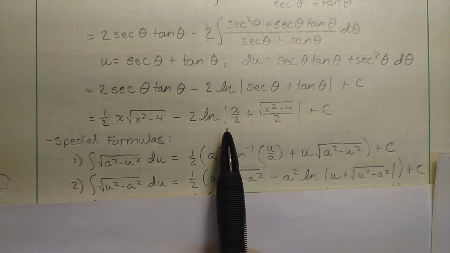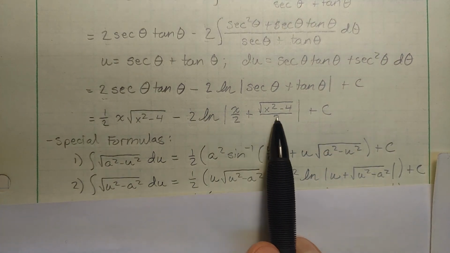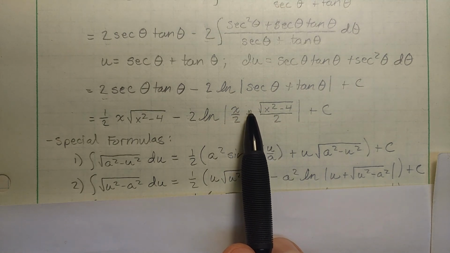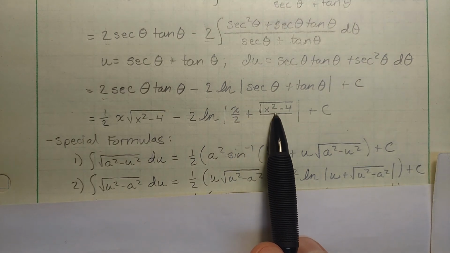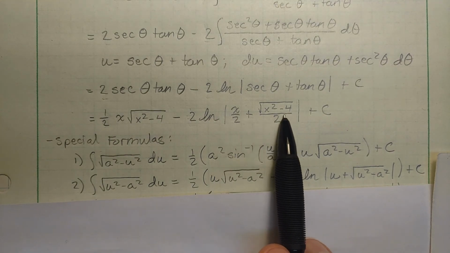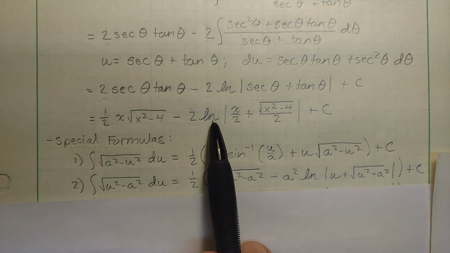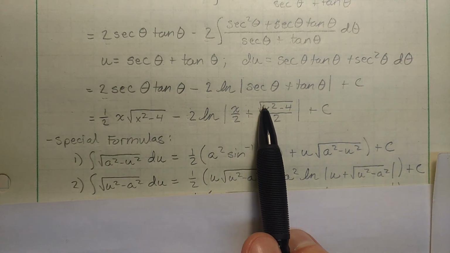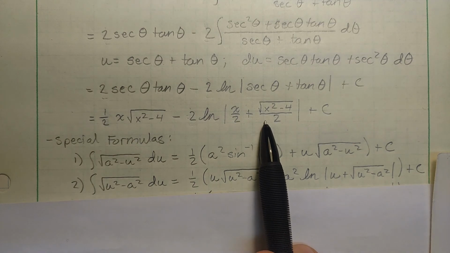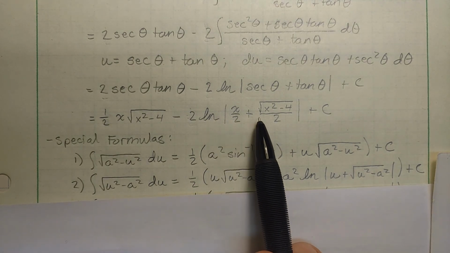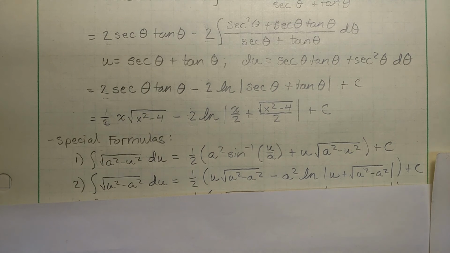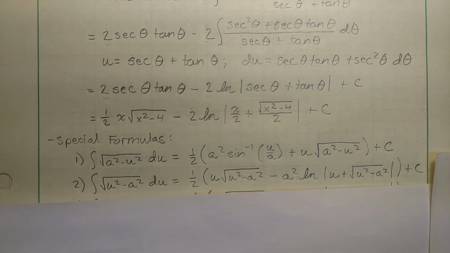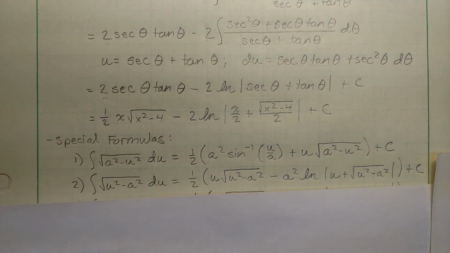If you want to think of it this way, I could add these two up and make it the natural log of x plus the square root of x squared minus 4 all over 2. But then that would be the natural log of a fraction, which means it would be the natural log of the numerator minus the natural log of the denominator. But the natural log of the denominator would just be 2. Well, that would be a constant. And so then that constant would just factor in with that constant. And so it really is the same answer.